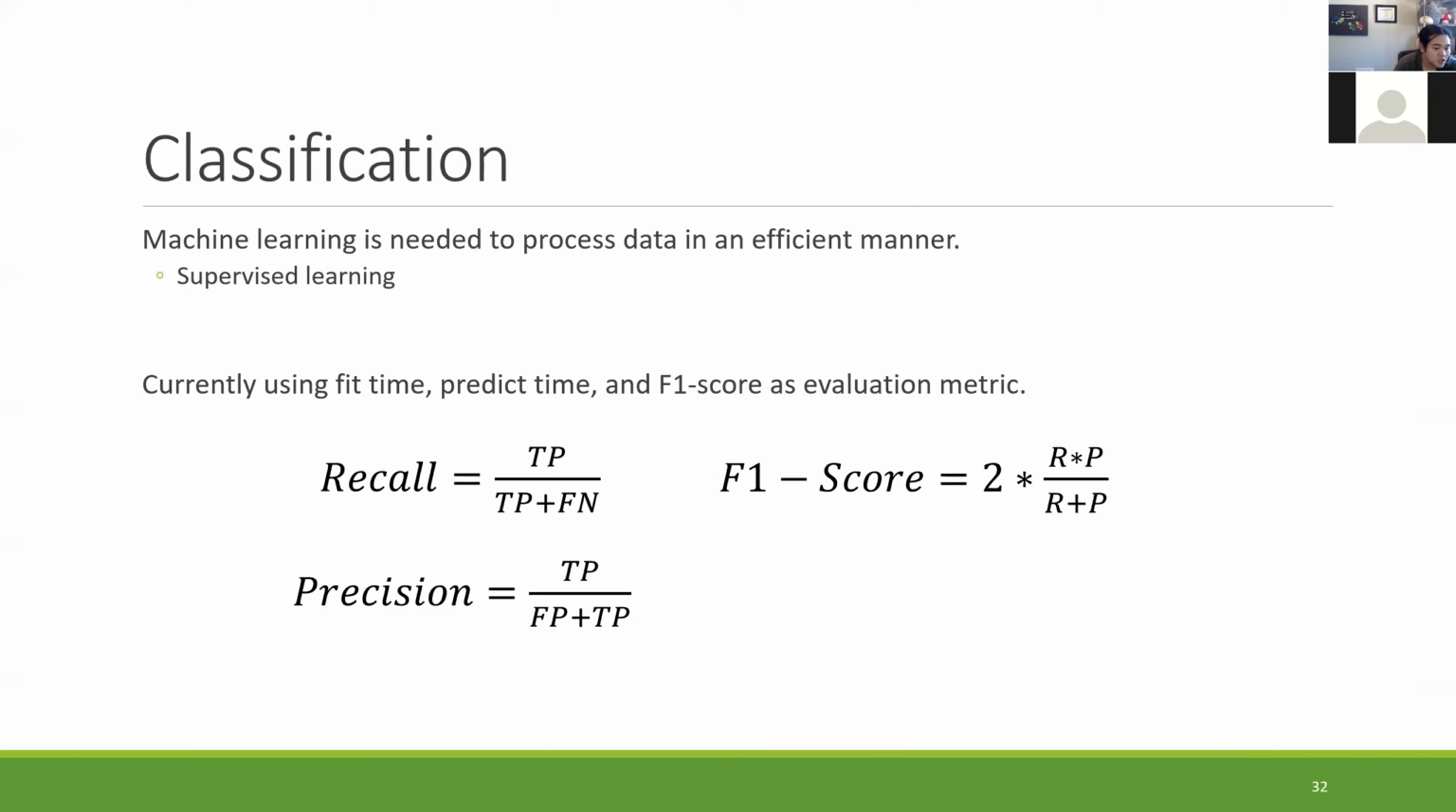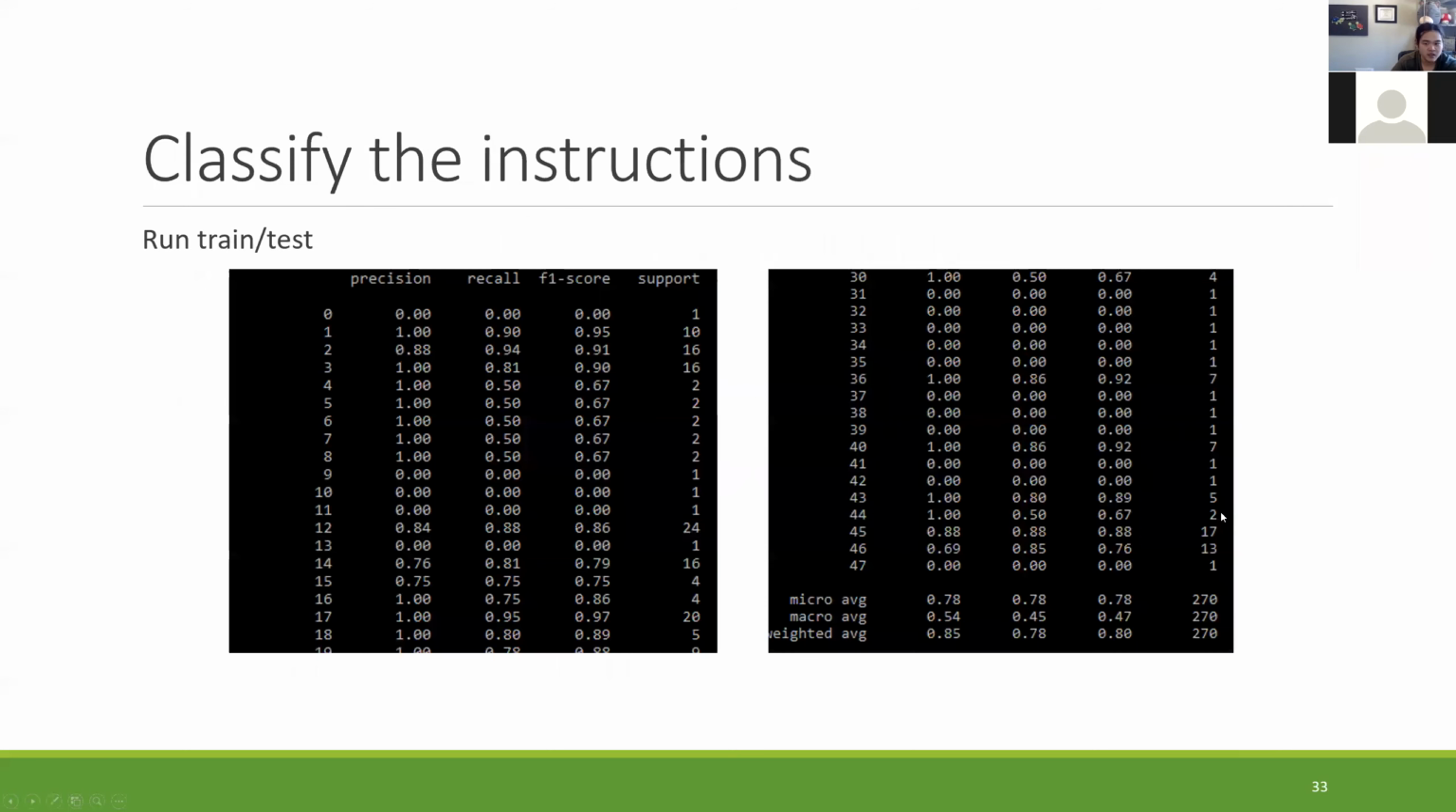So you got recall, which is your true positive over your true positive plus your false negative. Your precision is your true positive over your false positive plus your true positive. Your F1 score is a combination of the recall and the precision. These are the metrics you use to see how successful your classification is. And here's an output that you might see in the classification.